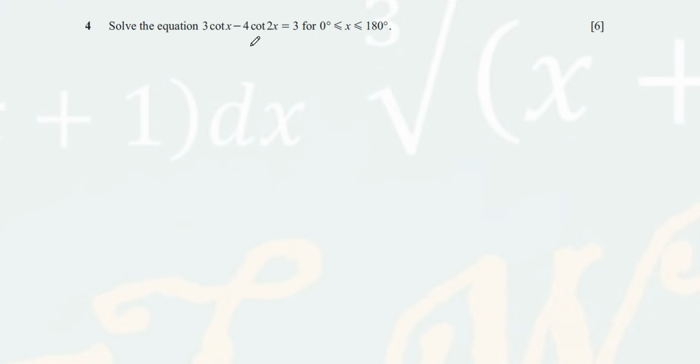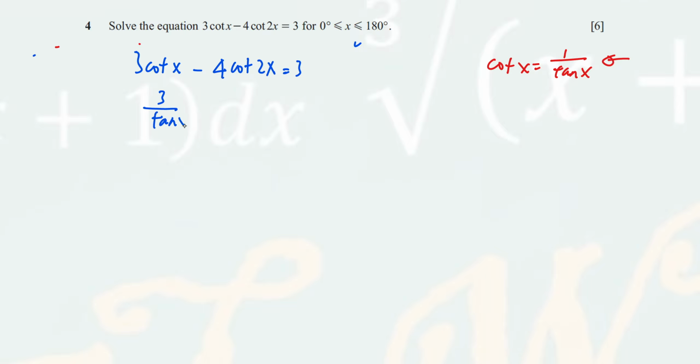Next question, number 4. Solve the equation for x between 0 and 180 degrees. 3 cot x minus 4 cot 2x equals to 3. Okay, so I will change the cotangent x into tangent x. We know that cotangent x is 1 over tangent x. So when you multiply 1 over tangent x by 3, that is basically 3 over tangent x. Same goes to the 4 cotangent 2x. This is 4 over tangent 2x equals to 3.